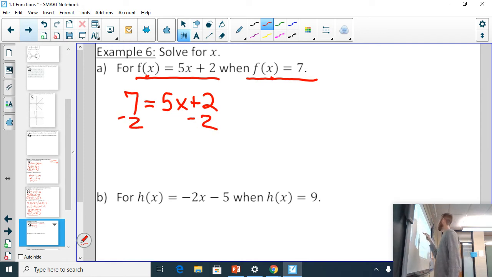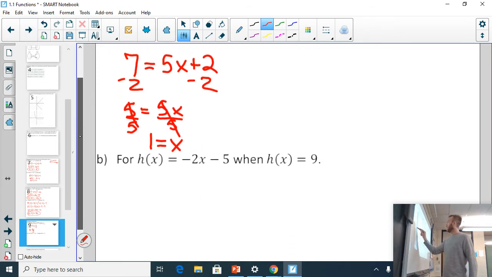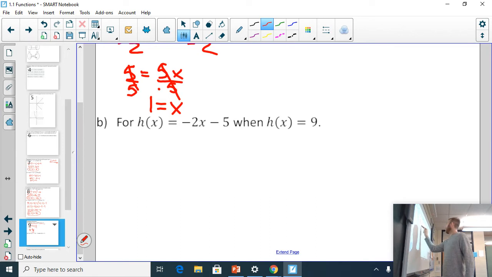Subtract 2 from both sides, and we're left with 5 equals 5x. And then divide by 5, and we're going to be left with x. And then 5 divided by 5 isn't 0, but we have 1. And that would be our answer, x equals 1.